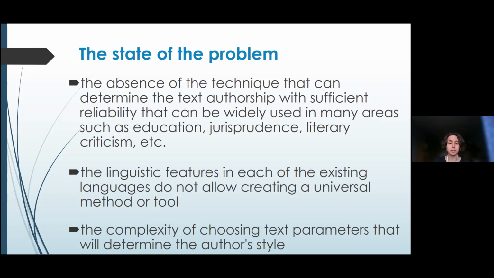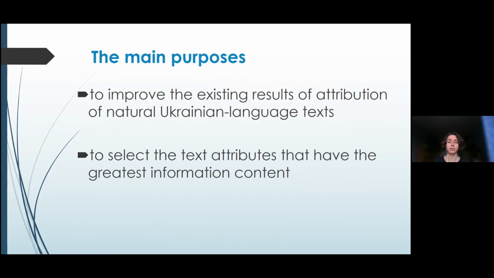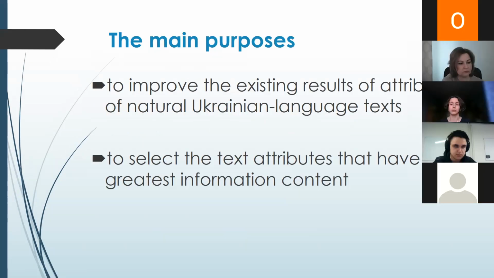And here we have some aims of our research. The first one is to improve the existing results of attribution of natural language texts, Ukrainian language texts. And the second one is to select the text attributes that have the greatest information content.